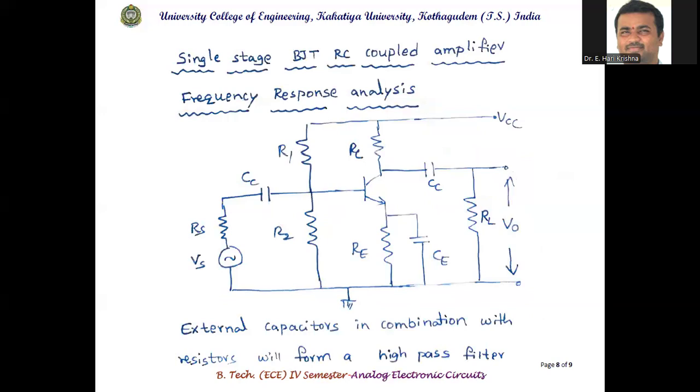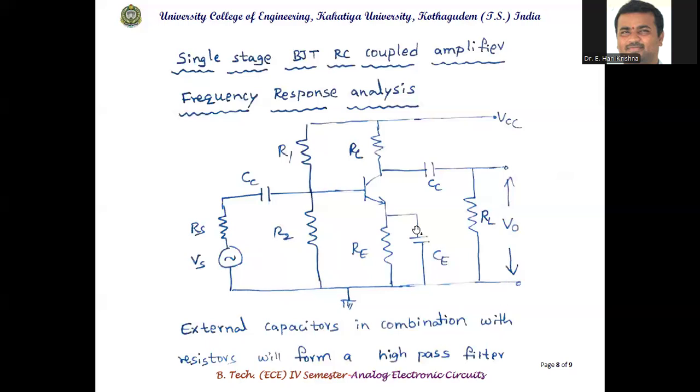So this is the first circuit we will discuss in the next lecture: single stage BJT RC coupled amplifier frequency response analysis. This is a self bias circuit, with a voltage source given with the source resistance. CC is called the coupling capacitor. It will be there at the input side and output side. Mostly you'll use the same values, that's why the nomenclature given here is CC.